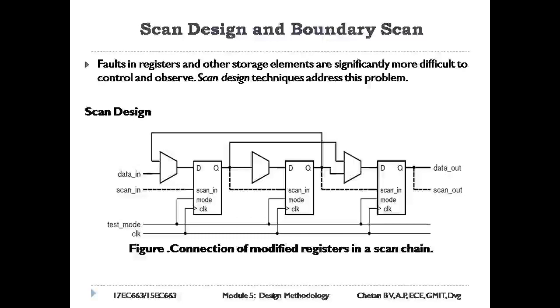Advantage: increased controllability and observability. High fault coverage is feasible, especially for large circuits. Test generation for testing combinational circuits can be automated by ATPG tools to achieve 100% fault coverage.